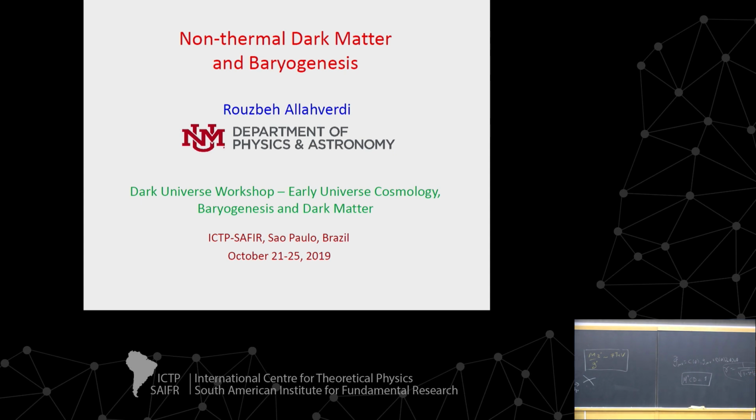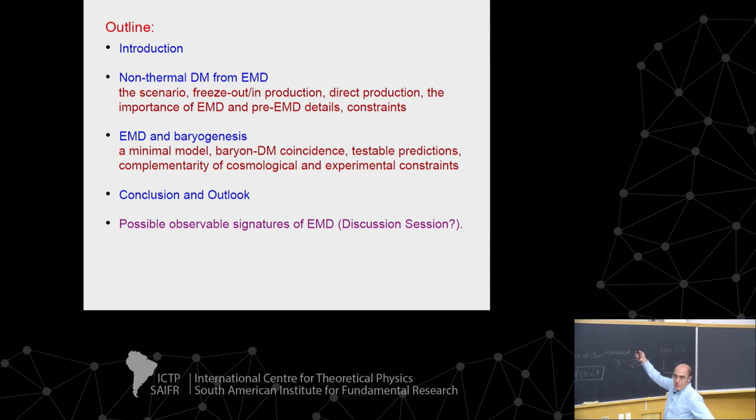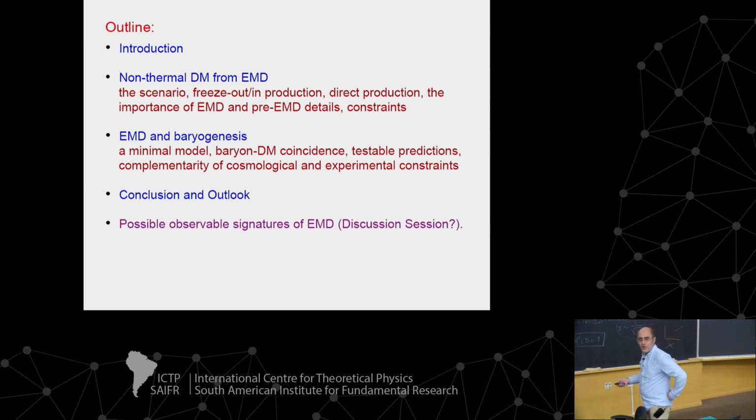So today I'm going to talk about non-thermal dark matter and baryogenesis. And a brief outline, as you probably noticed from the title, it already has two parts: non-thermal dark matter and baryogenesis. Ideally, there would be a third part, which is also important, basically connecting the scenario to observables. I'm not sure how much of these first two parts I can cover now.